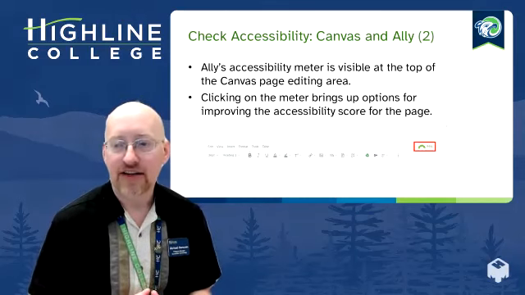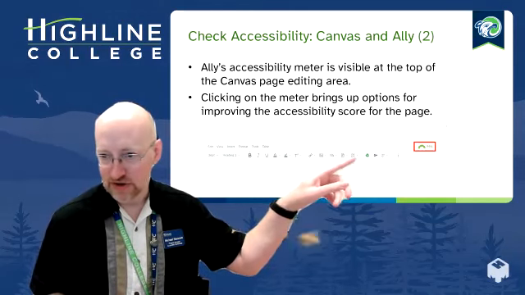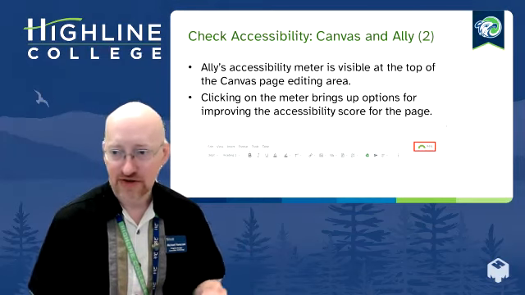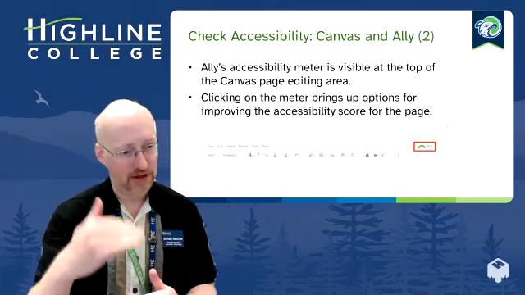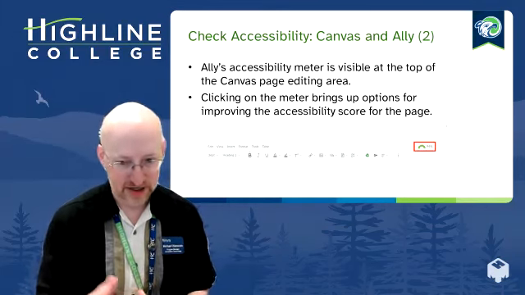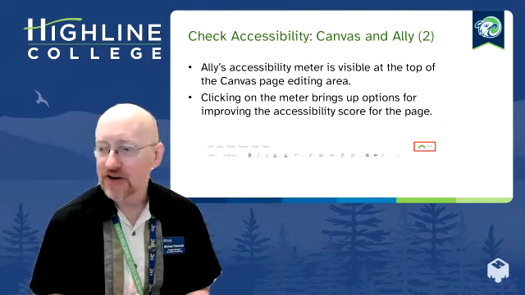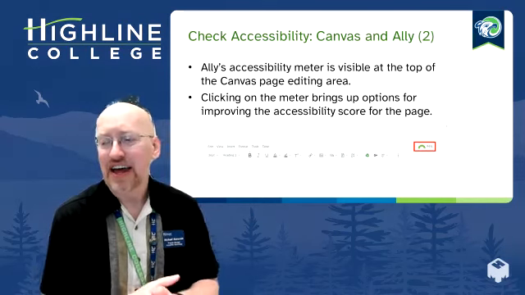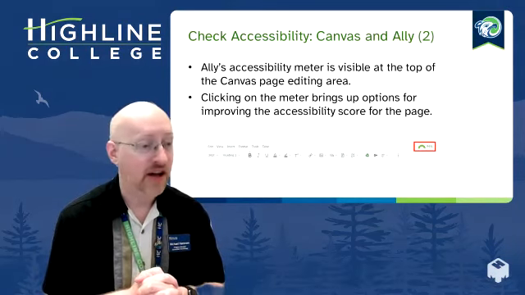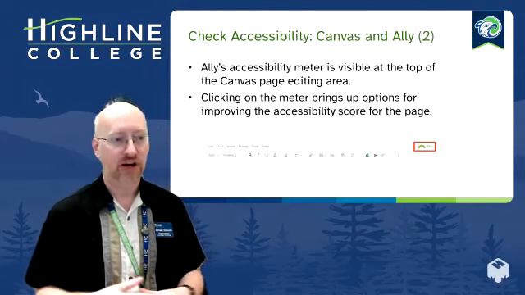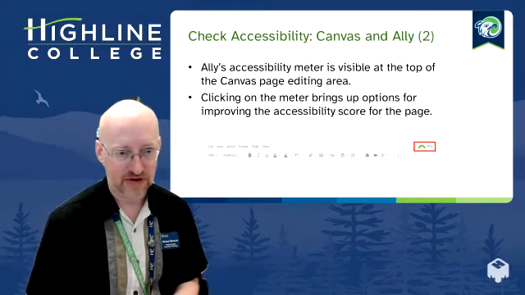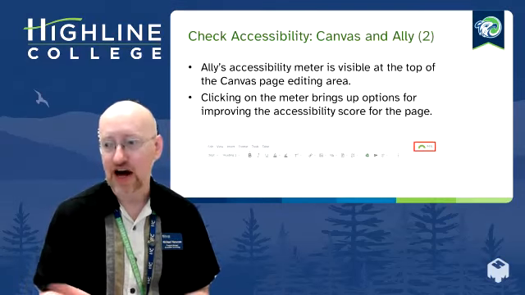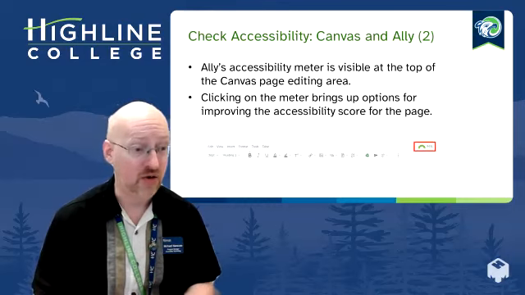So Ally's accessibility meter is the one over at the top right of the Canvas page editing area. And then again, as it finds things, you can just click on that meter and it'll let you know what needs to be fixed and step you through fixing it. As far as how accurate it is, I'm not sure how best to answer that. It's accurate enough that when we get to a point where we start reviewing courses for accessibility, that's going to be one of our major indicators, is how good is the Ally score.